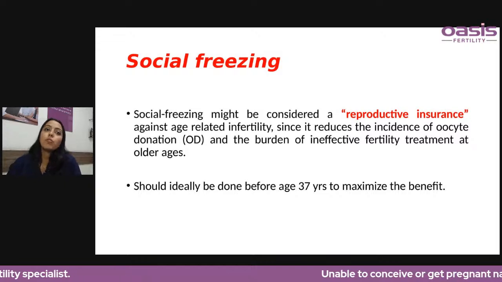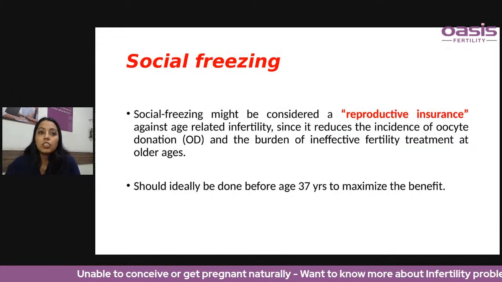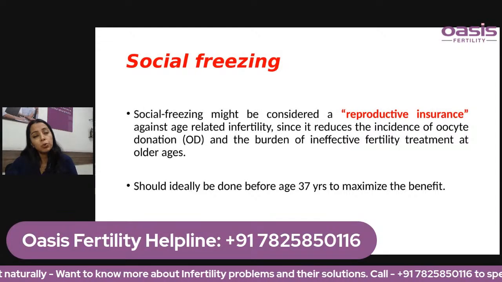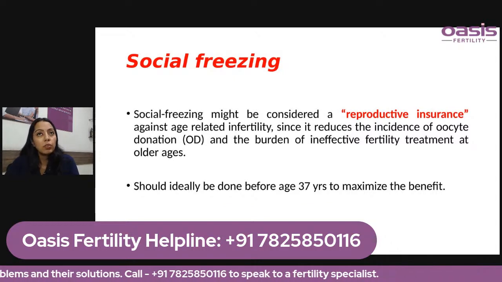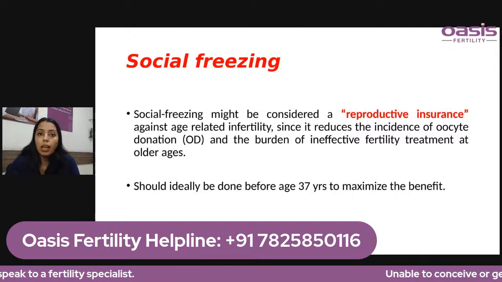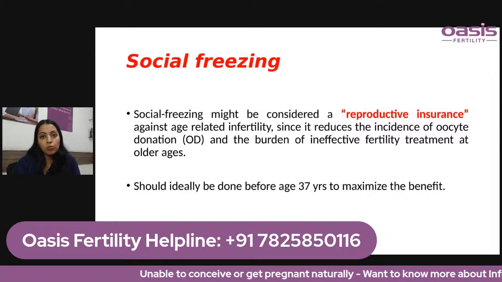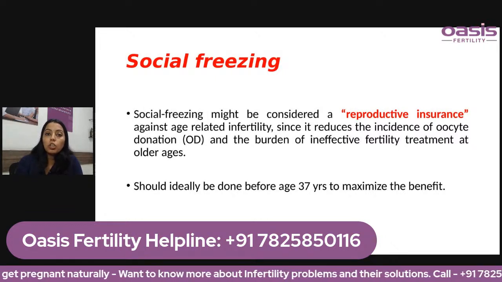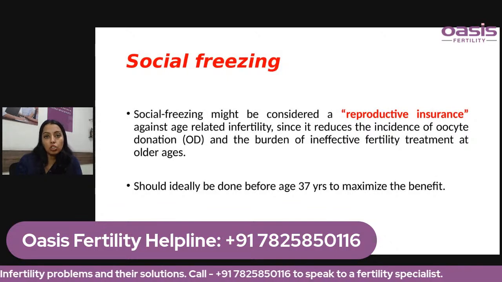Now, when we talk about social freezing or oocyte cryopreservation, look at it as a sort of reproductive insurance against your age-related infertility. How is it an insurance? Because it is reducing your future need for oocyte donation. If you freeze your eggs today and say you find the right partner and you are ready to start a family, suppose you're about 35 years old today, and you are financially independent and ready to start a family at about age 40. If you have frozen your eggs at age 35, you can use those good quality eggs frozen at that age and use them to get pregnant at age 40.